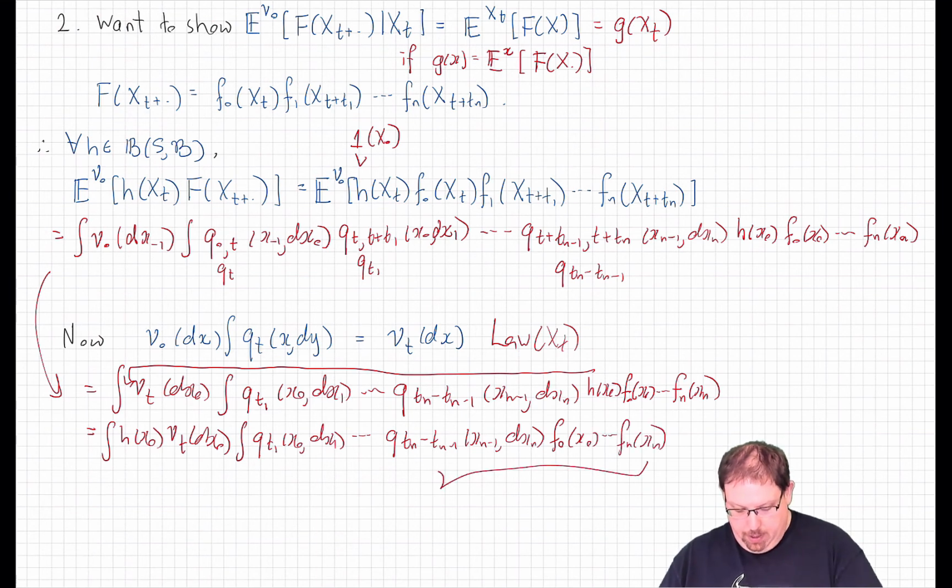And now what do we have here? Well, we've got this f naught of x naught here, which isn't being integrated out. What we're left with here after all those internal integrals is a function of x naught, and this is just multiplying that function of x naught. That's exactly what we saw in the last example.